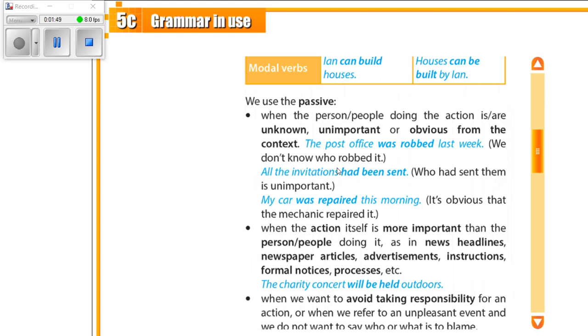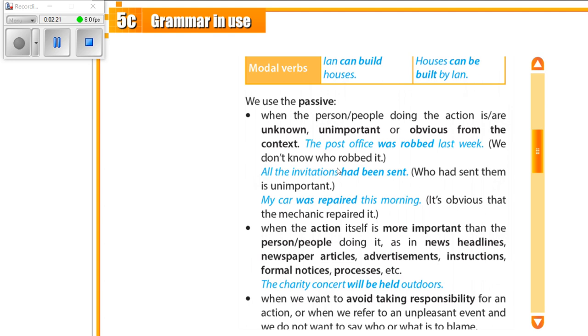Okay, why do we use the passive? When the person or people doing the action is or are unknown, unimportant, or obvious from the text. The post office was robbed last week. We don't know who robbed it. All the invitations had been sent. Who had sent them is unimportant. My car was repaired this morning. It's obvious that the mechanic repaired it. So this is the first use.